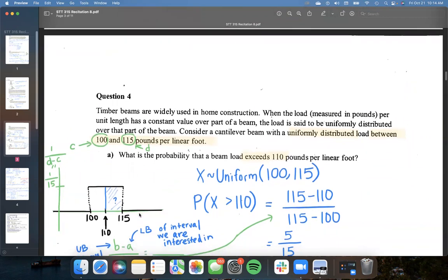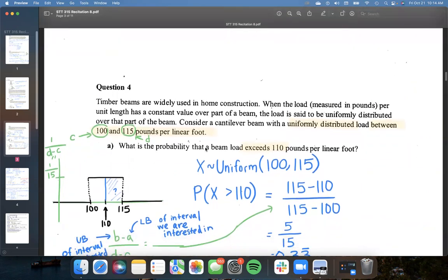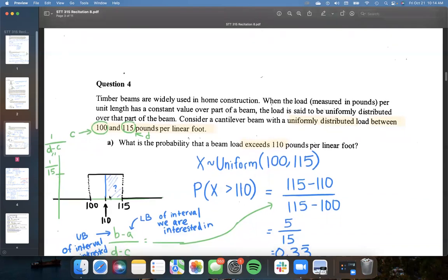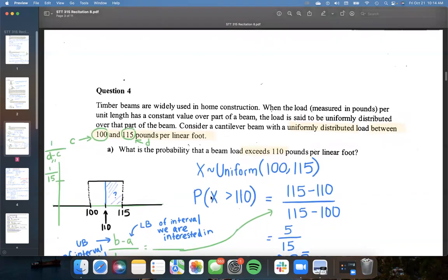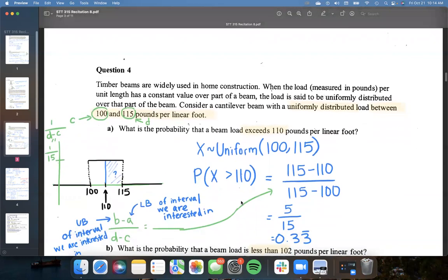And now, going back to the problem, what is the probability that a beam load exceeds 110 pounds per linear foot? So here, 110 is somewhere in here, and I'm interested in the area under this curve, even though it's not really a curve. The area under here from 110 onward. And so the probability that X is greater than 110 is 115 minus 110 divided by 115 minus 100.